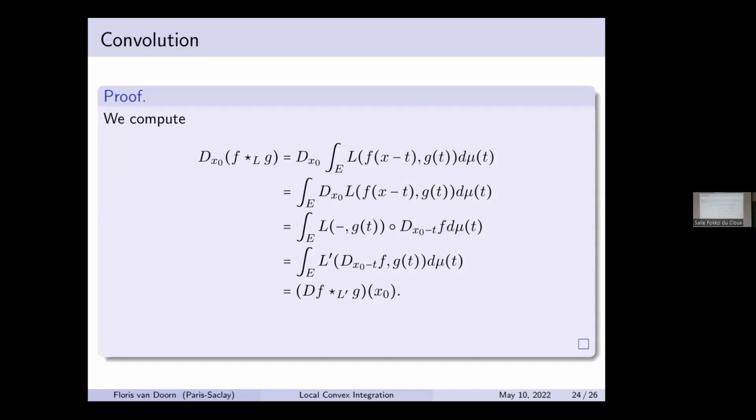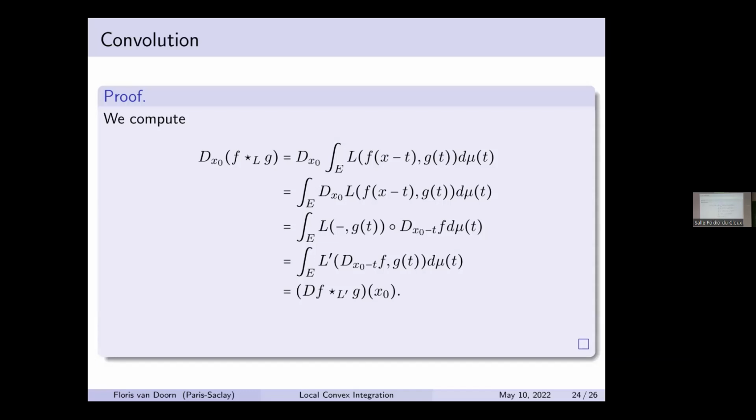Note that we only take the total derivative with respect to x. So the second argument of L is constant. So we have here, by the chain rule, we take the derivative of this linear map L, which is just the same linear map, and then we take the composition with the total derivative of f. And then we can use L prime to rewrite this a little bit, which gives us exactly this expression of the convolution of the total derivative of f and g.